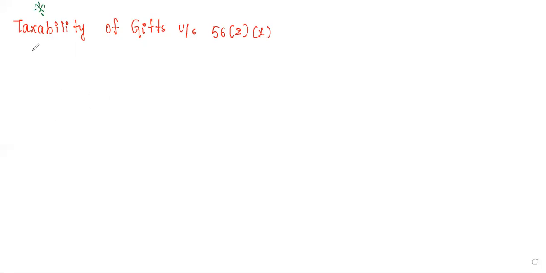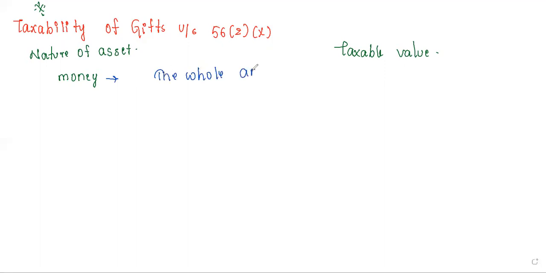Coming on to this, take down the 2 columns: nature of the asset, and taxable value. In the nature of asset, you just take it as money. Suppose if anybody gives you a gift of money, how do we treat that money? If the aggregate sum is greater than 50,000, the whole amount is taxable. Suppose somebody comes to your marriage and gives you a cheque of 1 lakh rupees; for 50,000 there is no deduction, and the whole amount is taxable.